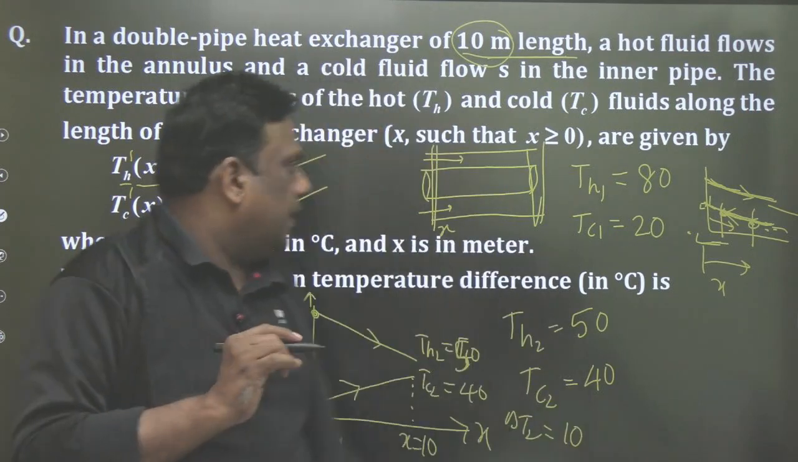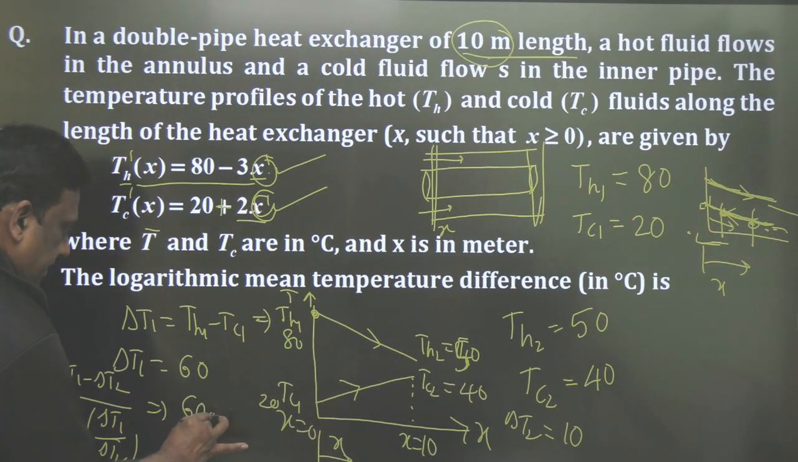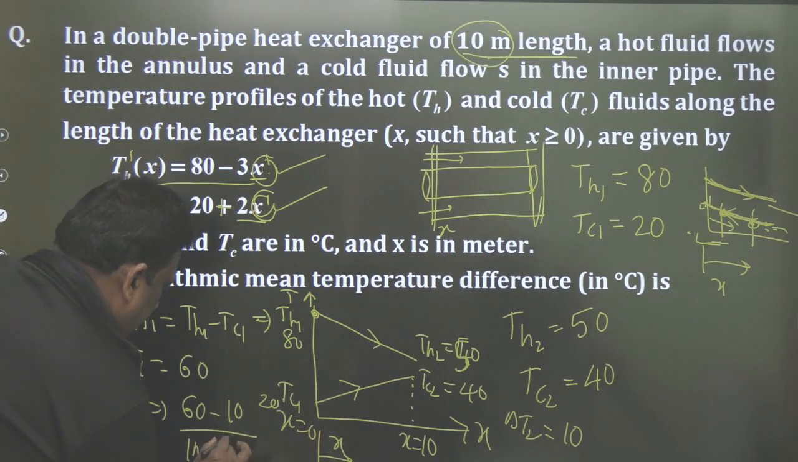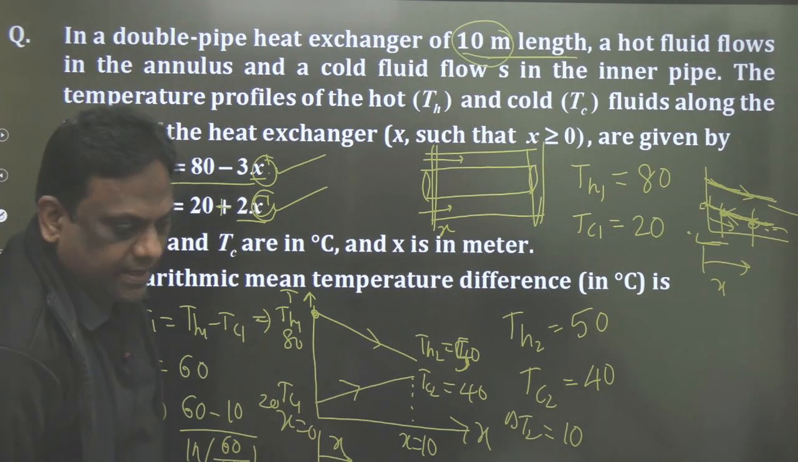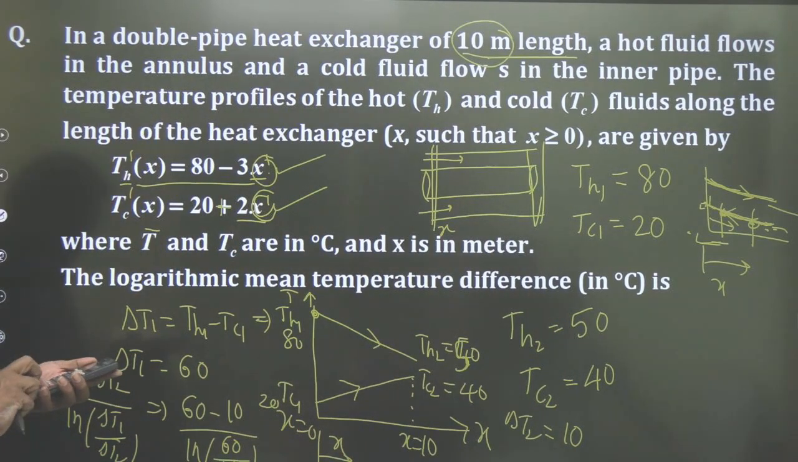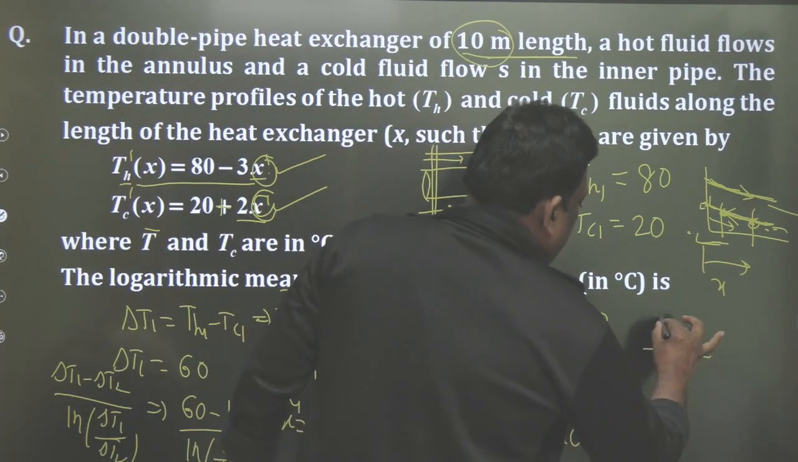Now, LMTD is very easy. If you want the logarithmic mean temperature difference, it is delta T1 minus delta T2 divided by ln of delta T1 by delta T2. So delta T1 is 60, delta T2 is 10. So it is 50 divided by ln of 6. I am getting 27.9 as the answer. So the answer is 27.9 degrees centigrade.